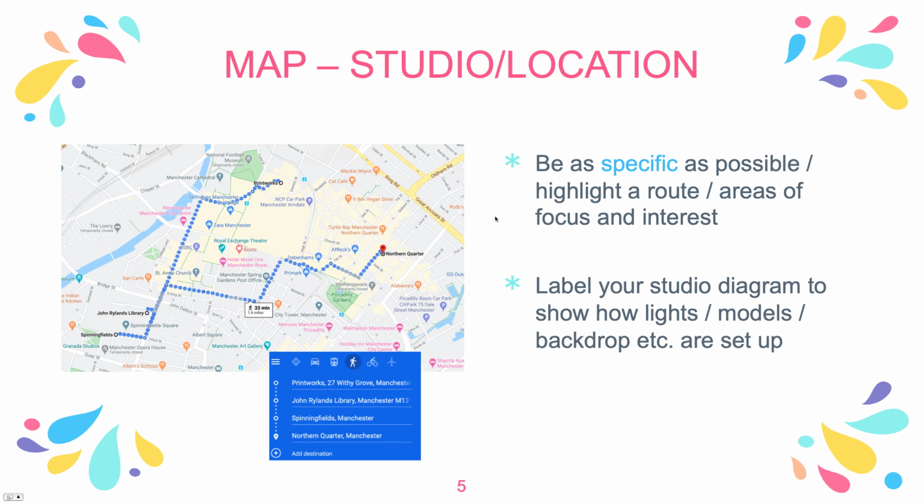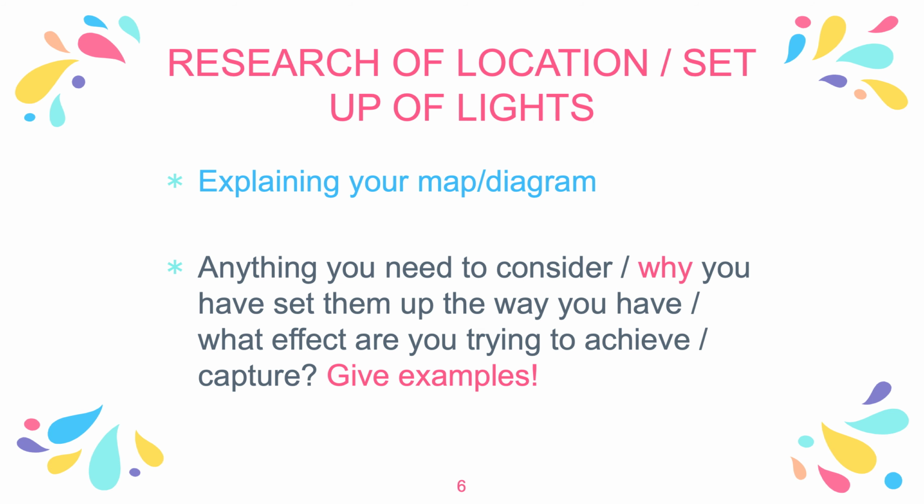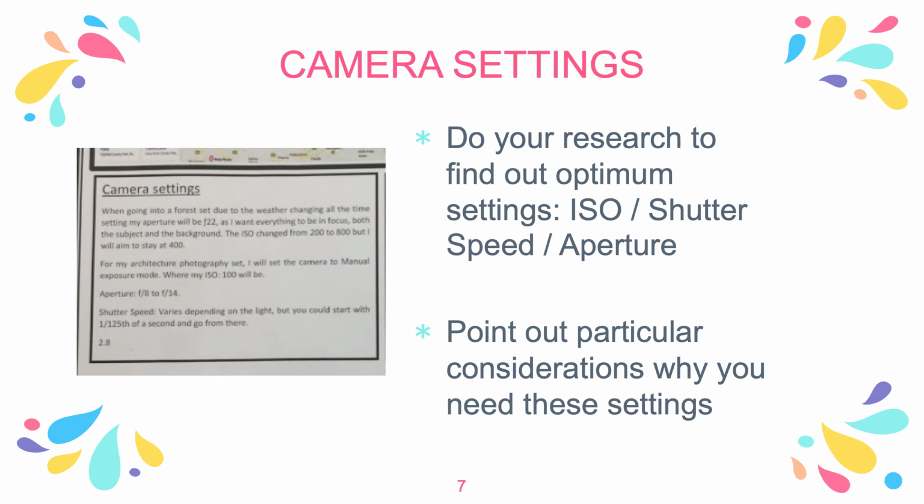Same for your diagram as well. Make sure you label it to show how your lights, models, backdrop and everything else is set up. You need to explain that as well. So back it up with any information that you need to know, like about that location or why you've set things up the way that you have, the effect that you're trying to capture. Give examples so that you've got the actual map or the diagram, and then you've got some annotation that goes with that as well. Makes it really clear.